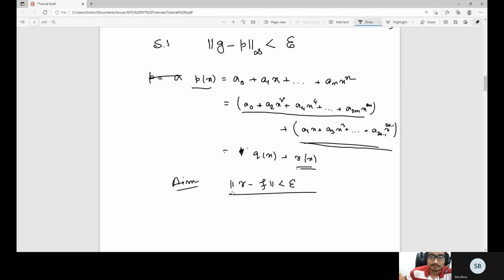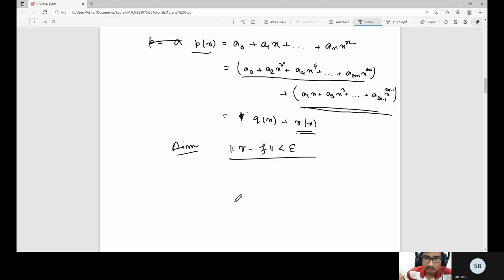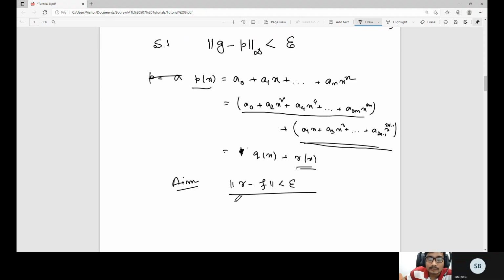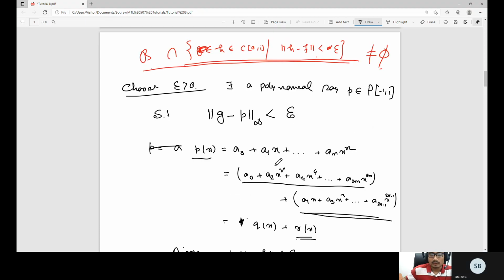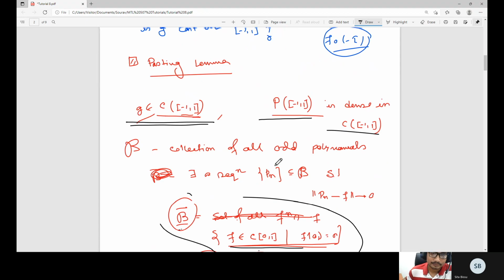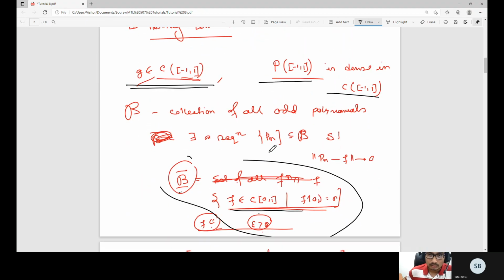So far I have formulated the problem to get such a function, a sequence of odd polynomials. Yes, a sequence of odd polynomials. So now you see.